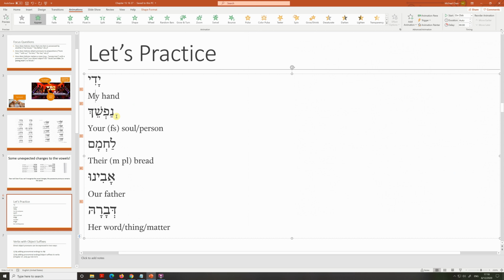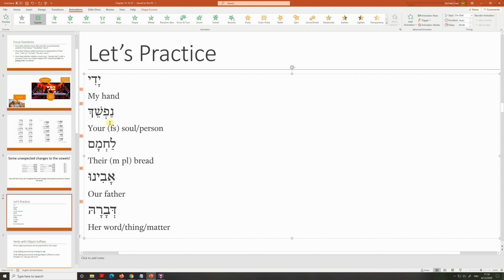Nafshech. Now, here's another one of those words where the vowels have really changed. In the case of yad, the way you pronounce it suggests that the vowels aren't that different. In fact, it's just a shift from one A to another. So you still pronounce it yadi. It still sounds like yad. You'd probably be able to pick it up just by hearing it, even though the vowel has changed, because they both sound like A. When you get to nafshech, things have really changed.